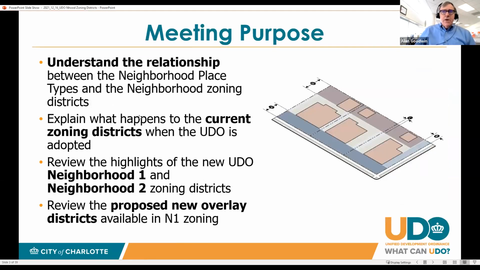So the purpose of our meeting today is to, one, understand the relationship between the neighborhood place types, which are in the comprehensive plan, and the neighborhood zoning districts, which we'll be talking about today. It also explains what happens to our current zoning districts, particularly our residential zoning districts. Go over some of the highlights of the new UDO neighborhood 1 and neighborhood 2 zoning districts, and review some new proposed overlay districts that will be available.